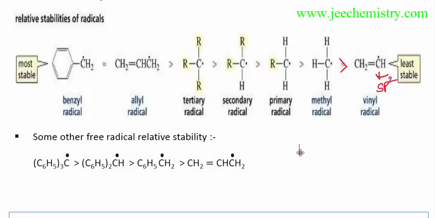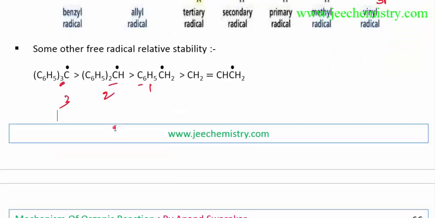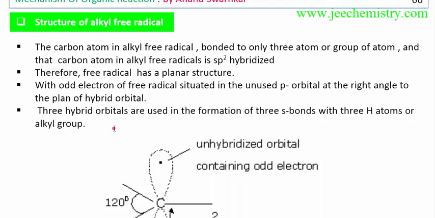Now this structure, this is a 3° benzyl, 2° benzyl, 1° benzyl. This is an allyl. So the benzyl is more stable than the allyl. This is 3° benzyl, 2°, 1°, and this is an allyl. So the stability is in this order. In this way we can also get to know the stability.